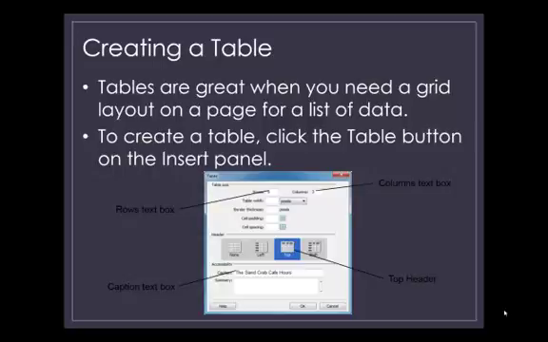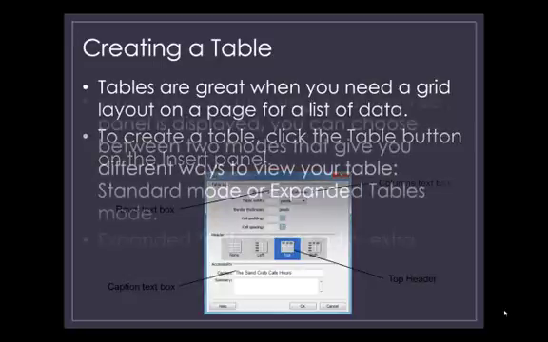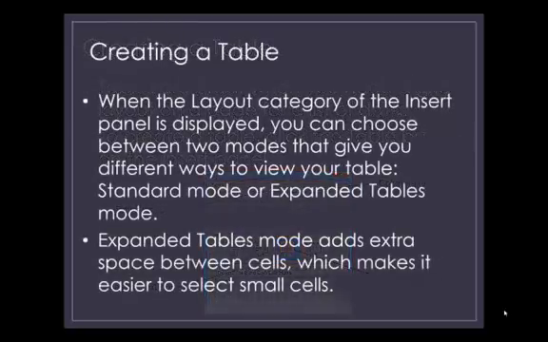When the Layout category of the Insert panel is displayed, we can choose between two modes that give us different ways to view our table, either Standard mode or Expanded Tables mode. The Expanded Tables mode is going to add extra space between your cells, which is going to make it easier for you to select those small cells. So click whichever appropriate button on the Insert panel after selecting a table for your page.